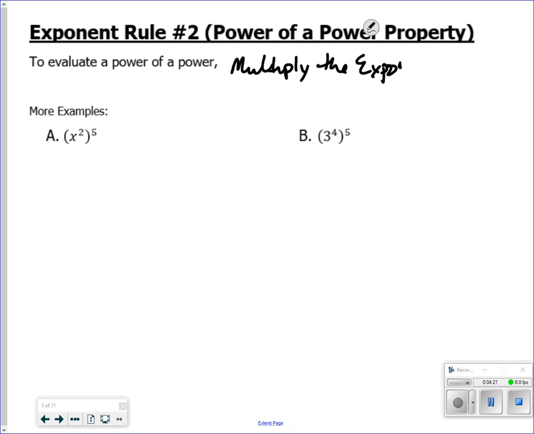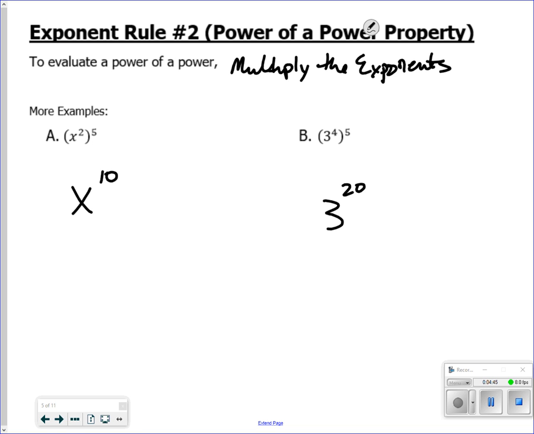Let's try a couple of these. To evaluate a power of a power, multiply the exponents. All right, here we go. X to the 2nd raised to the 5th. Multiply the exponents, I get x to the 10th. 3 to the 4th raised to the 5th makes 3 to the 20th.